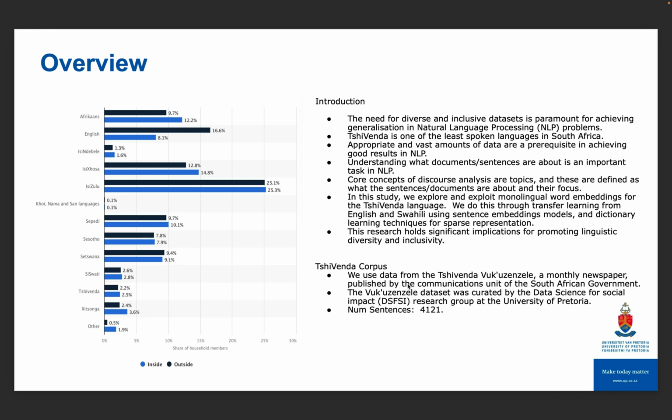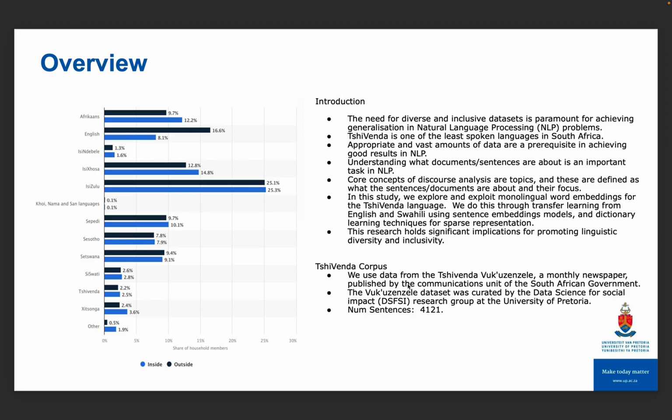Appropriate vast amounts of data are a prerequisite in developing these good NLP solutions to understand what documents and sentences are about. And the key concepts of discourse analysis are topics, and these are defined as what sentences or documents are about and their focus.